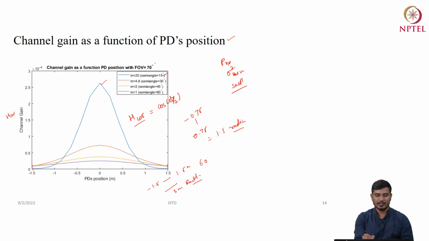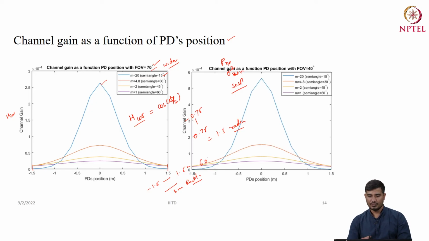And again, the receiver parameter like field of view we have considered as 70 degrees. So it is a wider PD that we have considered here. Now again, you can see the variation by changing the field of view also. So here, if I remove this, you can see we have plotted again the channel gain, but for the smaller field of view. Again you can refer to the equation.